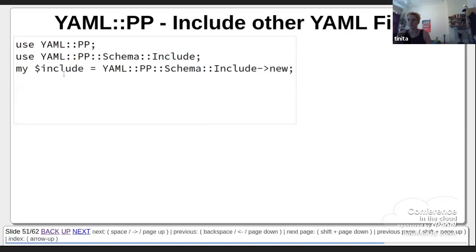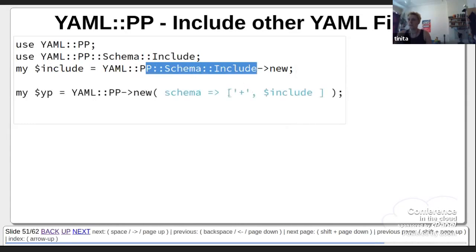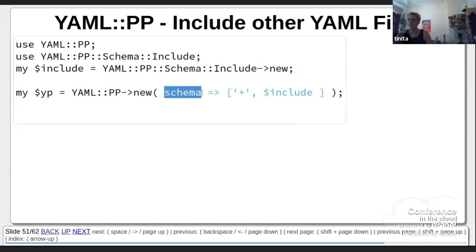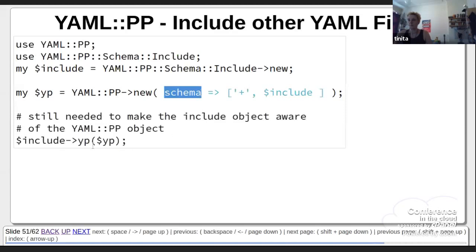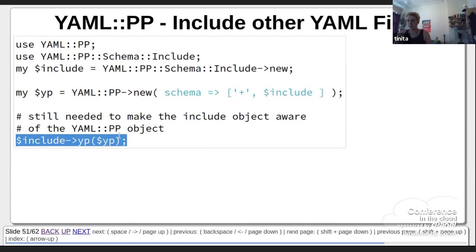And it works like this. You instantiate a schema include object and pass that to the schema option. And you still need this line, and I hope I can actually make that optional. But yeah, it's working, and we're actually using this already at SUSE. So far, no complaints.